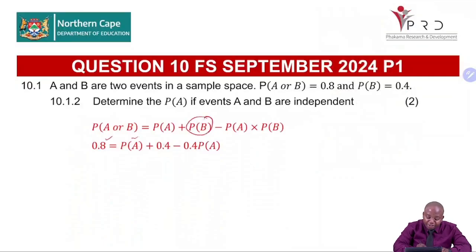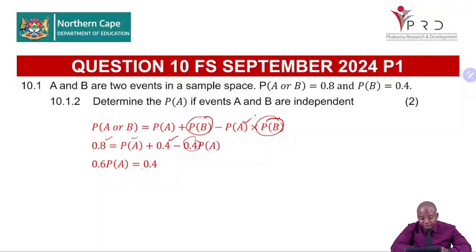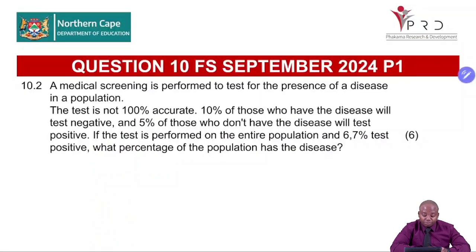Probability of A is what we are looking for. Our B, we have it, is 0,4. Then our B again, in this case, is 0,4. We solve for the probability of A. We can now start by subtracting 0,4 from both sides. Then we remain with 0,6 on one side, and the probability of A works out so that the probability of A is going to be 2/3.